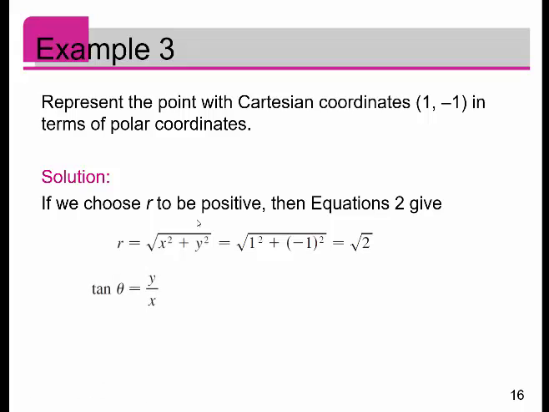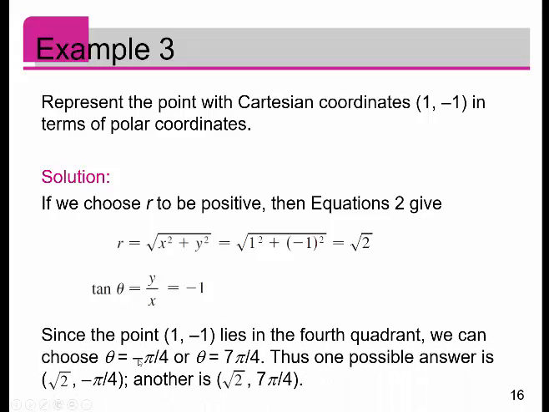All right, so now tangent of theta is equal to y over x. Well, y over x is -1. So when is tangent of theta equal to -1? Well, that would either be at negative pi over 4 or 7 pi over 4. So one possible answer here, if we have a negative angle, would be the square root of 2 and then negative pi over 4. But the corresponding positive angle would be the same thing as square root of 2 comma 7 pi over 4. And that's it. So that's some real simple algebra to convert between Cartesian and polar coordinates.